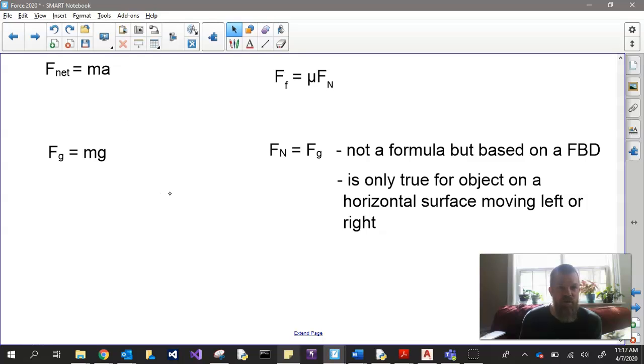I'm going to do another example after this and show you how these all tie together to solve any one of these problems that we're moving horizontally.